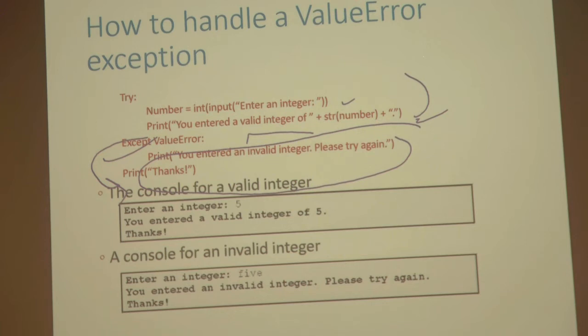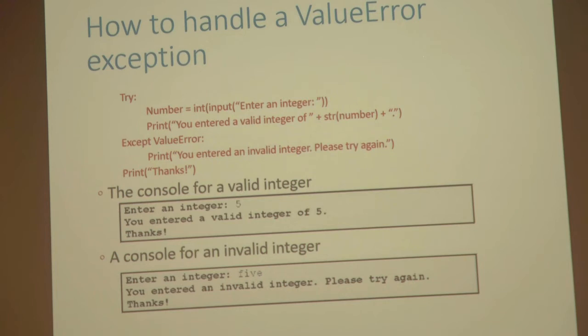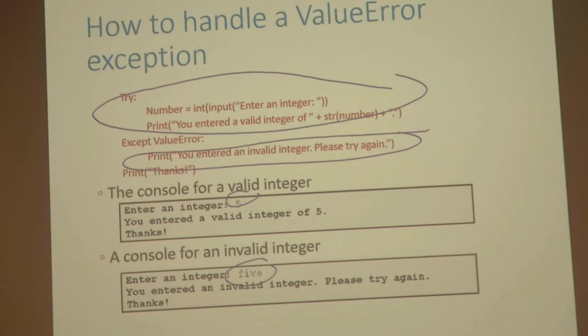So take a look at the example in here. For example, the person entered 5. Which block executed? The one inside the try. If the person entered invalid input, which block will be executed? The one inside the except. Clear? And that's what you will do within all your code from now on.